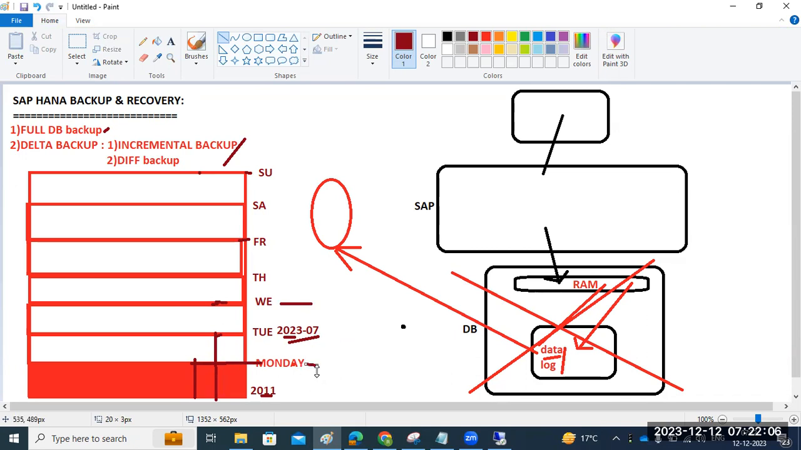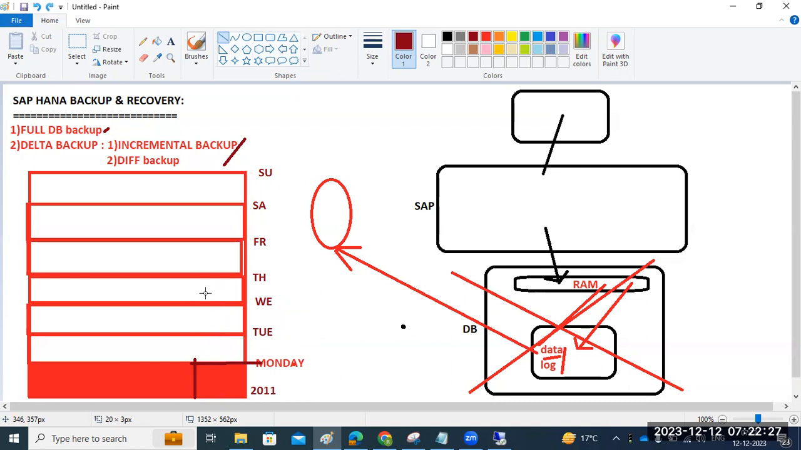It's not possible. But while recovering, we can recover it up to Monday only, or I need up to Tuesday only. While recovering the data, we can choose the timestamp. But while taking the backup, it's not possible here. Okay. Yes, sir, got it.